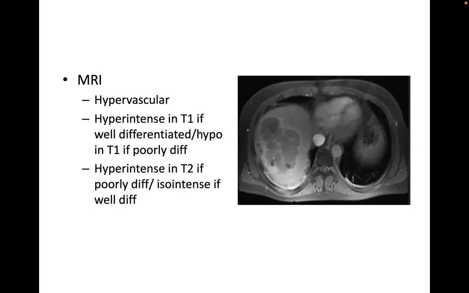tumor. You can see that it's hyperintense in T2 if poorly differentiated, isointense if well differentiated, but hyperintense if it's poorly differentiated. So this is a very important finding, which will add to what we have seen on CT scan to help us classify and characterize the lesions we are seeing.